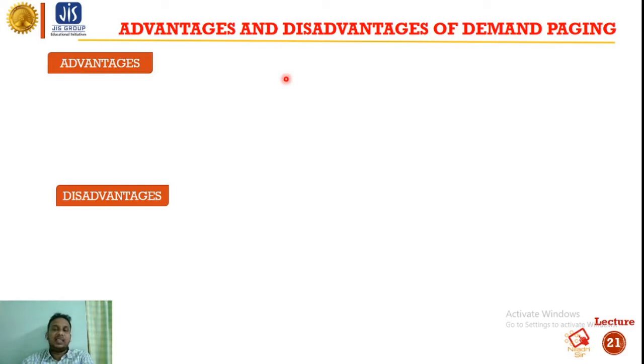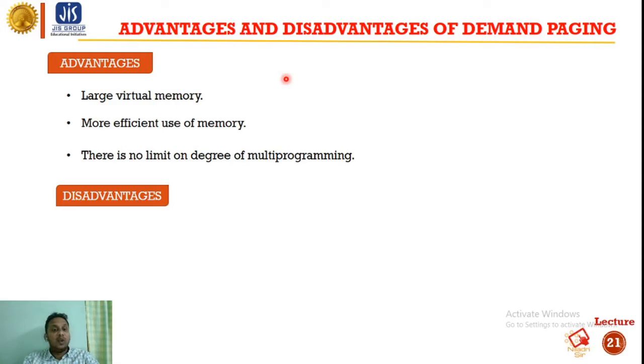What are the advantages and disadvantages of demand paging? The advantages are the large virtual memory. As you know, the complete secondary memory can be used as virtual memory, so this may be treated as an advantage for demand paging. Next one is more efficient use of memory. We can use the memory more efficiently in case of demand paging. The third one is there is no limit on the degree of multi-programming.